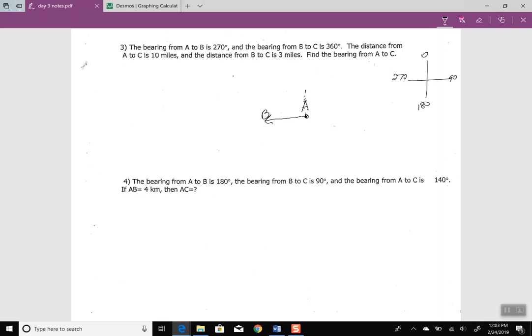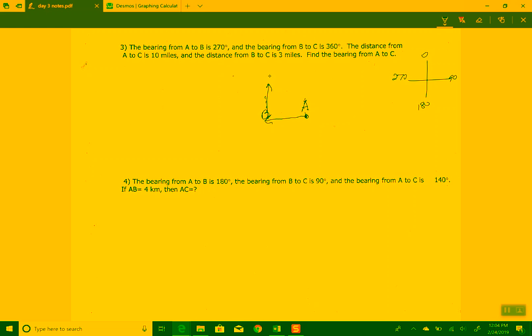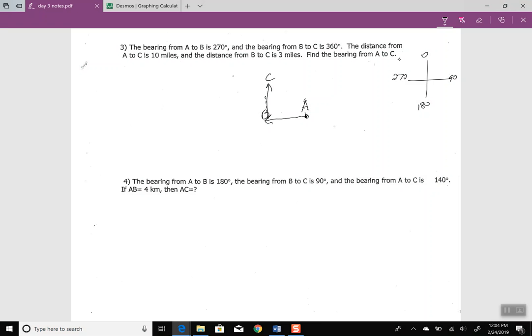And then I'm going from B to C is 360 degrees. So if I'm at this point B, to go 360 degrees means I'm going around the circle and basically going straight back up. So I'm going up to get to C. The distance from A to C is 10 miles, so I know this distance is 10 miles, and the distance from B to C is 3 miles. Find the bearing from A to C.